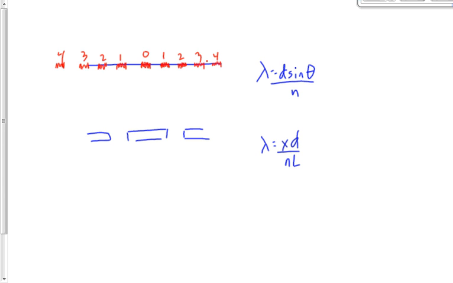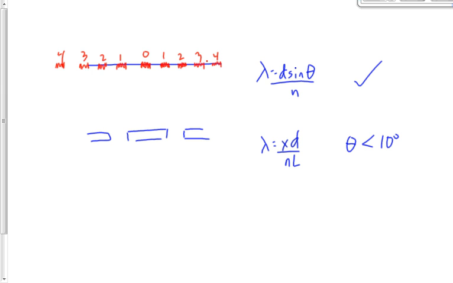Which one is the one that should get the check mark here? Which one is the one that we can use all the time, no matter what? Good, d sine theta over n, the first one. We're allowed to use that whenever we want, as long as we have the right variables in there, right? The second equation is valid if theta is less than about 10 degrees.